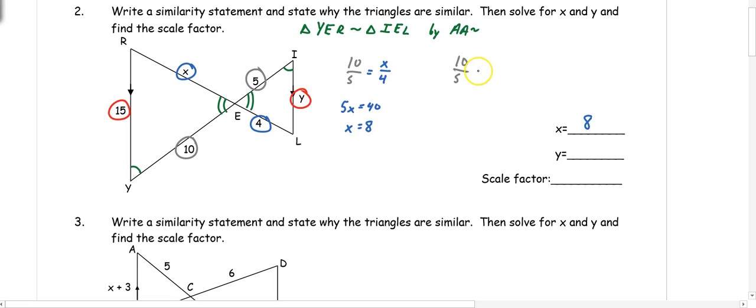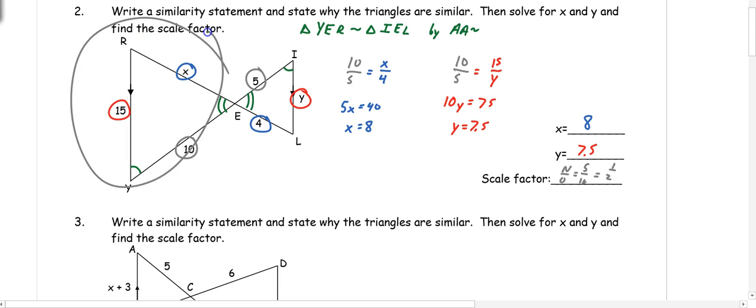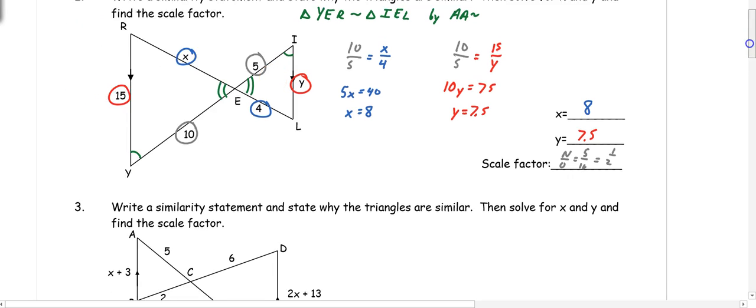To solve for y, we have 10 over 5, and we're going to set it equal to 15 over y. So when we cross multiply, 10y equals 75. Divide, and we get y is 7.5. So to find our scale factor again, remember it's the new triangle over the old triangle. So in this case, the side from the new triangle, IEL, is 5. The side from the old triangle is 10, which reduces to a scale factor of 1/2, which should make sense because all of the numbers in the first triangle are bigger than the numbers in the second triangle. So our fraction should be less than 1.